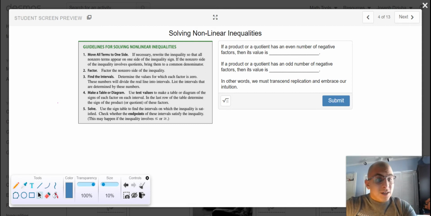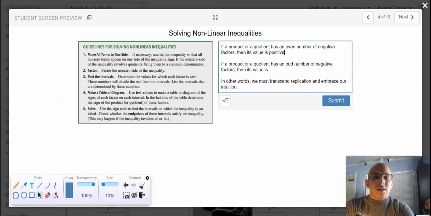I'm not going to sit here and read the slide. You could pause the video and read it for yourself, but nonlinear inequalities make things so much more tricky because we're dealing with products and we're dealing with quotients. And the reason why that is such a big deal is because if a product or a quotient has an even number of negative factors, then its value is positive. It's like our previous videos have shown, right? If we multiply or divide two positive or two negative numbers, we'll have a positive output. And vice versa. A product or quotient with an odd number of negative factors has a negative value.